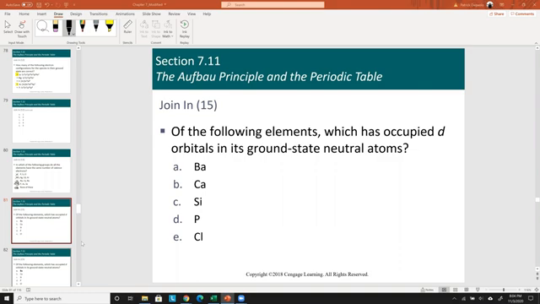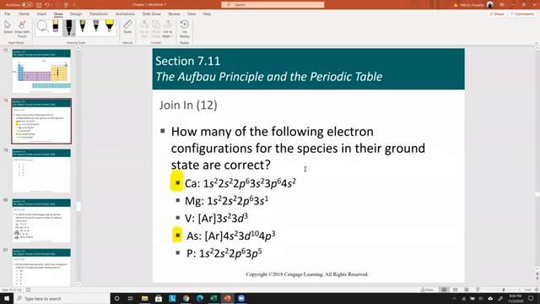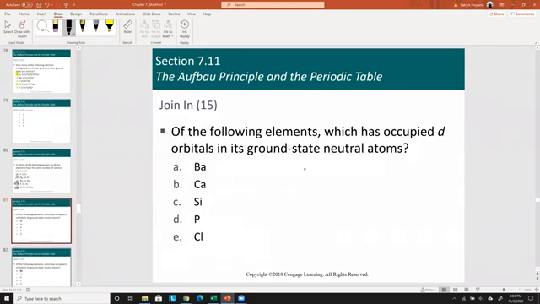Oh, so which of the following, so I said that wrong. Which of the following has d orbitals that are occupied when it's in its ground state? So let's look at barium. Barium, we look at the table. Barium is up here, you have calcium and then barium. Barium does have occupied d orbitals, right? Because in order to get to barium, you need to go through a bunch of d orbitals. So it'd be this one.